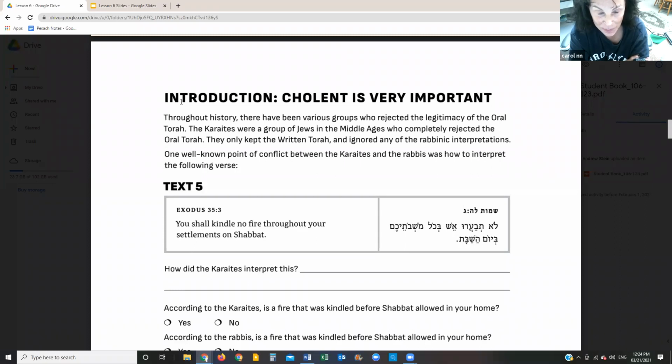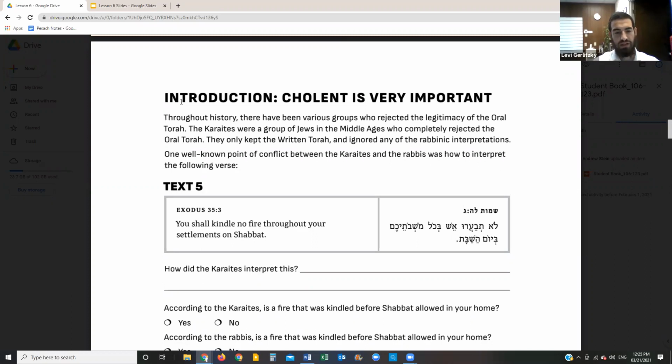Throughout history, there have been various groups who rejected the legitimacy of the oral Torah. The Karaites were a group of Jews in the Middle Ages who completely rejected the oral Torah. They only kept the written Torah and ignored any of the rabbinic interpretations. One well-known point of this conflict between the Karaites and rabbis was how to interpret the following verse. You shall kindle, Exodus 35:3, you shall kindle no fire throughout your settlements on Shabbat.